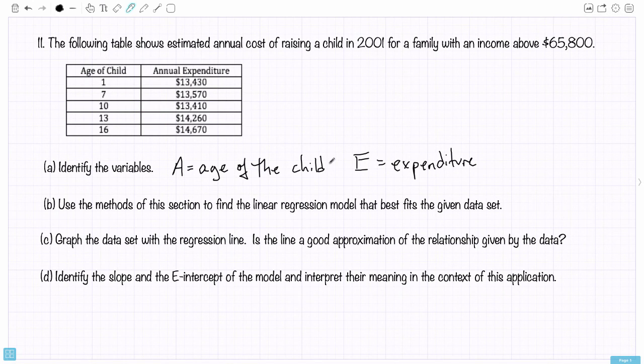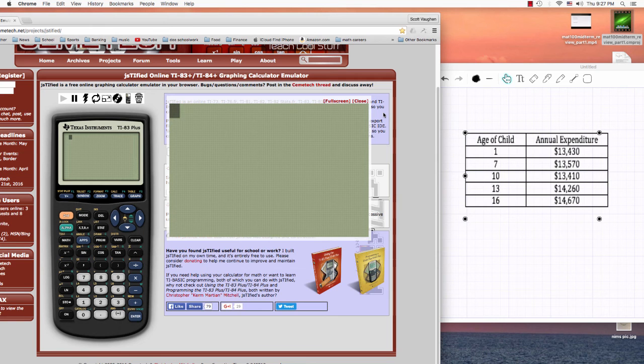Okay, part B says use the methods of this section to find the linear regression model that best fits the given data set. So we'll go back to the calculator then and find a line that will fit this data.